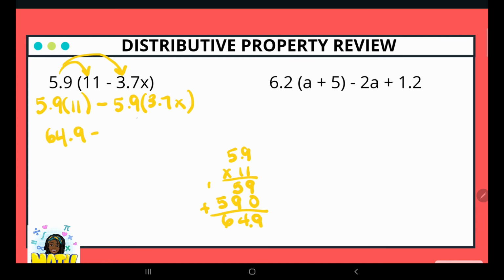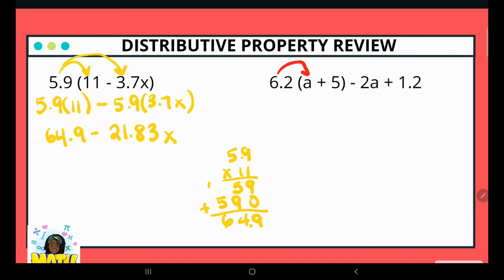And then 5.9 times 3.7 is 21.83. Don't forget to bring down the x. This is my final answer because these are unlike terms. I cannot combine them. Now let's go ahead and take a look at the next example.